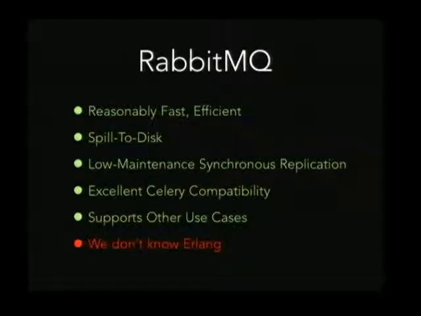RabbitMQ is kind of where, if you read all the Celery documentation, they'll push you towards. It's reasonably fast. It's nowhere near as fast as Redis and Beanstalk, but that's fine. It meets our requirements. Spills to disk. The replication setup is like the easiest thing in the entire world to set up. You literally just point the nodes at each other, and they negotiate and decide who's the master, and they'll do their own master election process and all that stuff. So it's really batteries included there.